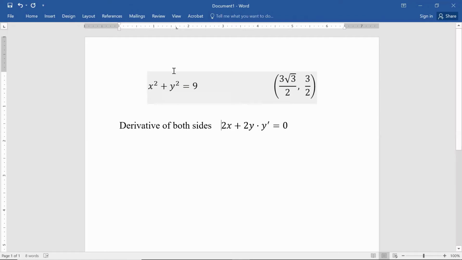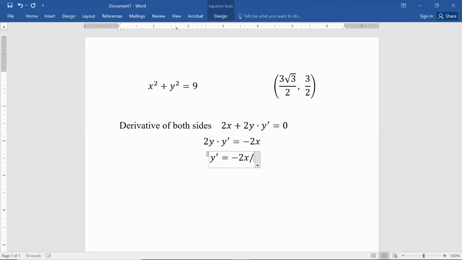We can solve for y prime. One way to do that is to subtract 2x from both sides. That would leave us with 2y times y prime equal to negative 2x. Then divide both sides by 2y. Y prime would be equal to negative 2x divided by 2y. We can cancel out those 2's if we want, and we just get y prime, which is negative x over y.